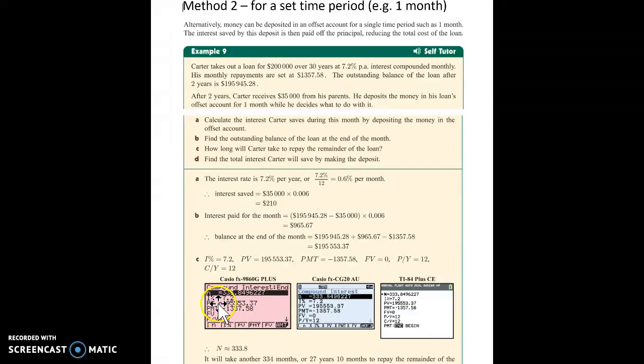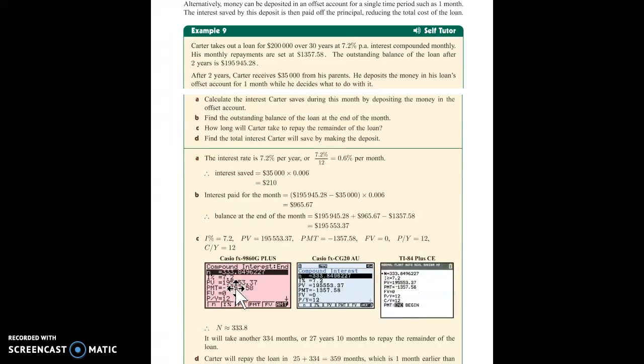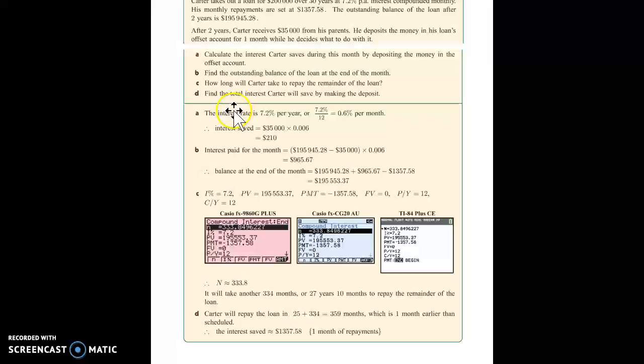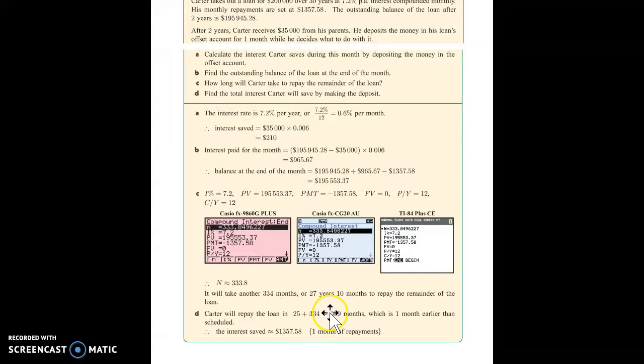Did I say present value? The future value is 0. We're paying it off and work out the n. And then once we work out the n, it tells us how long is left to pay off the loan. So it's this plus 1 month plus the 2 years we'd already started into the loan. And that's where you get your total. And you can work out how much time and money is saved.